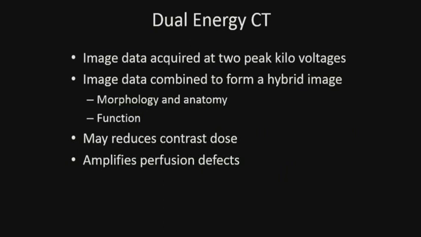Dual energy CT can be acquired using dual source CT or a single source CT with a gemstone detector. And it comprises image data which is acquired at 2 different peak kilovoltages. The image data from both energy levels are then combined to form a hybrid image, which is equivalent to a scan that is approximately halfway between the 2 kilovoltage levels. And these can be used for diagnostic evaluation of morphology and anatomy, in addition to producing an iodine map, which will show perfusion defects in the lung parenchyma.